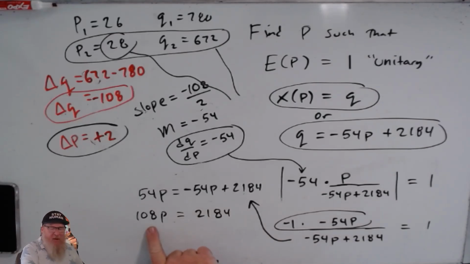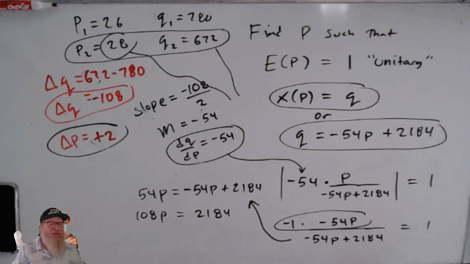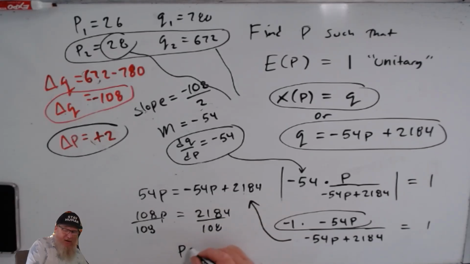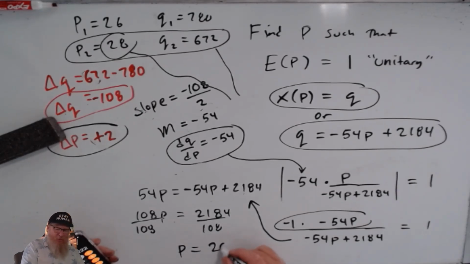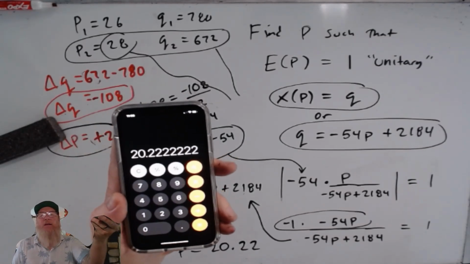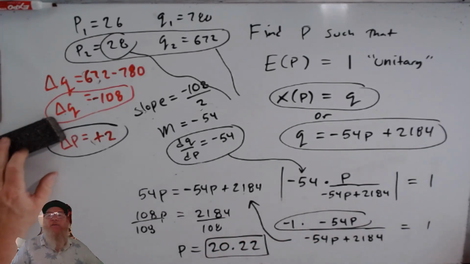I'm already approaching my hour-and-a-half mark, and I still have one more example to go. All right, now divide by 108. And there it is. There's our sweet spot. 2184 divided by 108 is $20.22. It's 20.2222. We're going to round that to $20.22.